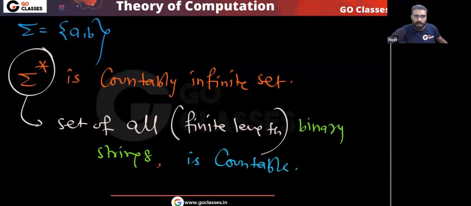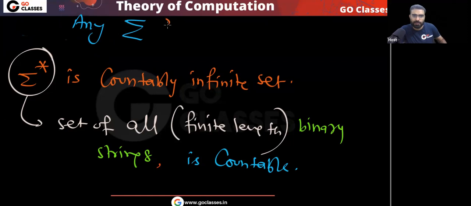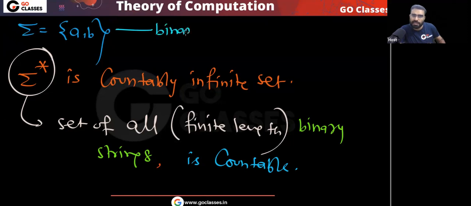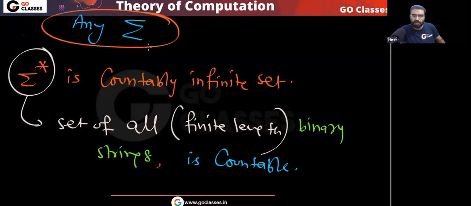One thing I want to tell you: you can take any sigma, it does not matter. You can take any alphabet, you don't have to take a comma b. This is a binary alphabet, but whatever alphabet you take, sigma star will always be countable, meaning the set of all finite length strings will always be countable.